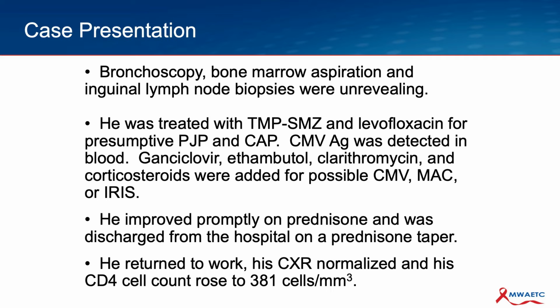He improved dramatically on prednisone and was discharged from the hospital on a prednisone taper, thought to have IRIS to something that was not diagnosed. He returned to work, his chest X-ray normalized, and his T cell count rose to almost 400.